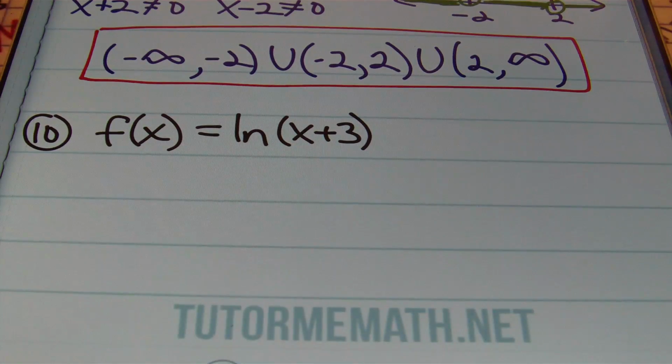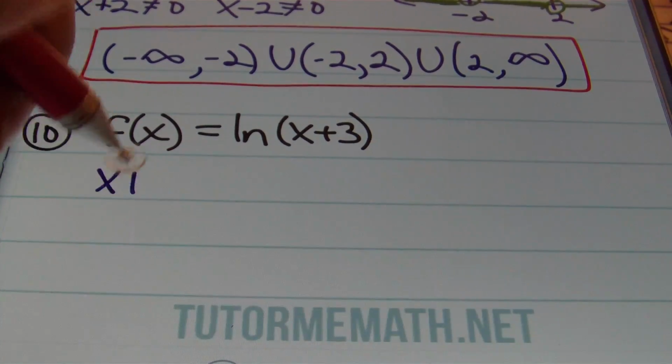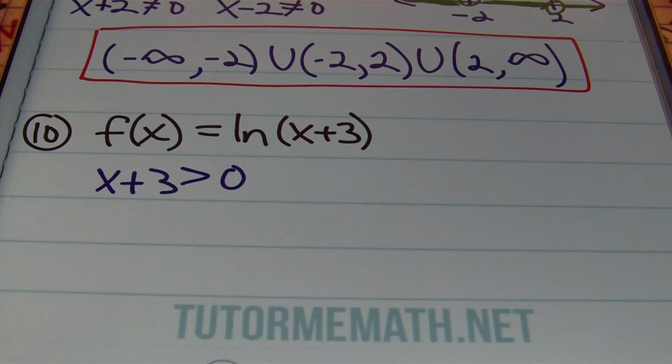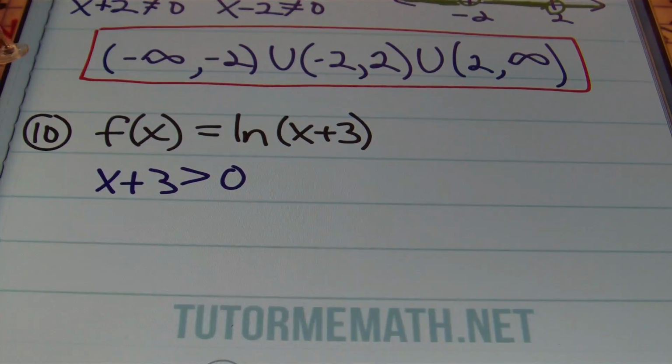We have f of x equals the natural log of x plus 3. When you're dealing with logarithms and natural logs, you can't take the natural log or log of 0 or a negative number. You just can't do it. Therefore, the setup for any of these problems is to place what's inside the parentheses greater than 0. So x plus 3 has to be greater than 0, in order for this function to be defined, in order for it to be a valid equation.